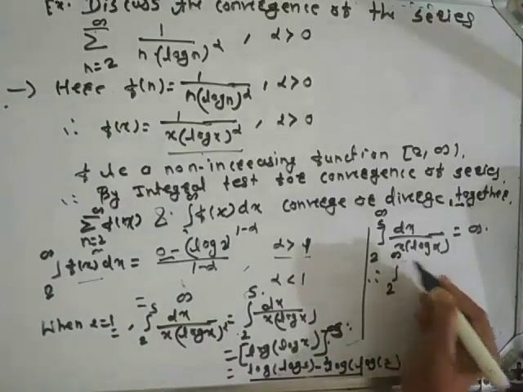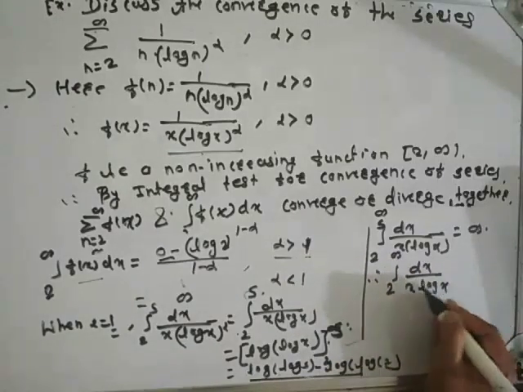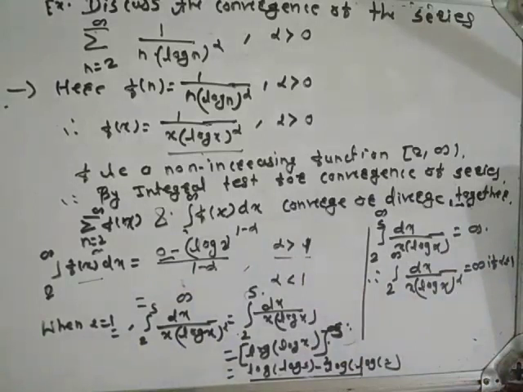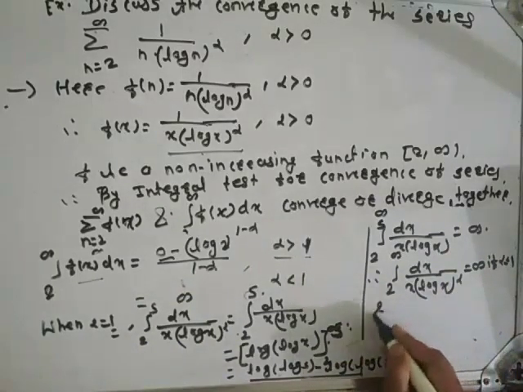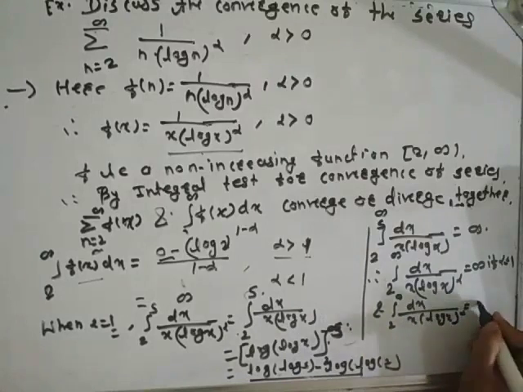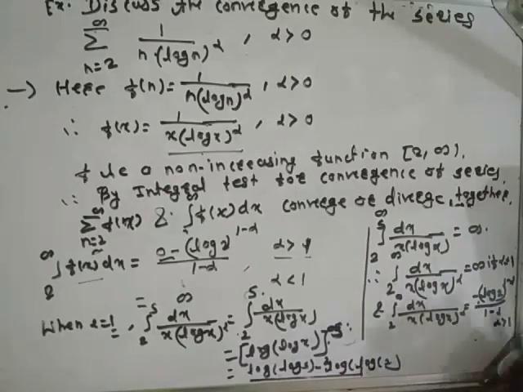Therefore, the integral from 2 to infinity of dx upon x (log x) raised to alpha is equal to infinity if alpha is less than or equal to 1. And the integral from 2 to infinity of dx upon x (log x) raised to alpha is equal to minus log 2 raised to 1 minus alpha upon 1 minus alpha if alpha is greater than 1.